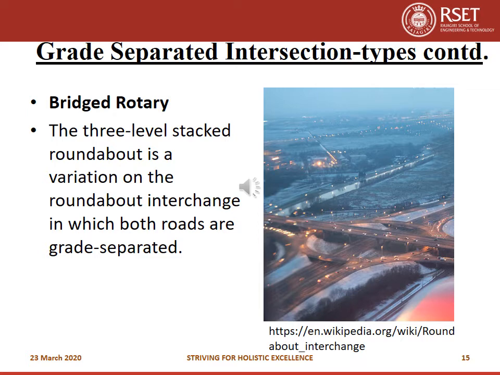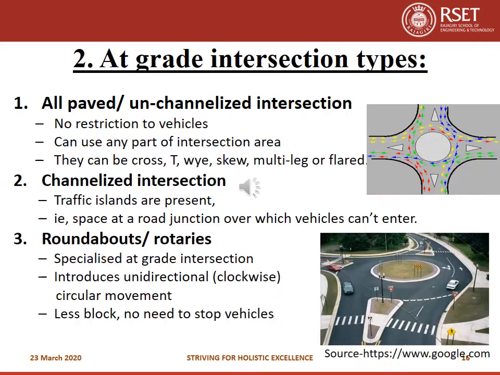This is known as bridge rotary. Here I can see circular roads and roads at 3 levels. So bridged rotary is a 3-level stacked roundabout in which all the roads are grade separated so that conflict points can be avoided. So we have seen the different types of grade separated intersections.